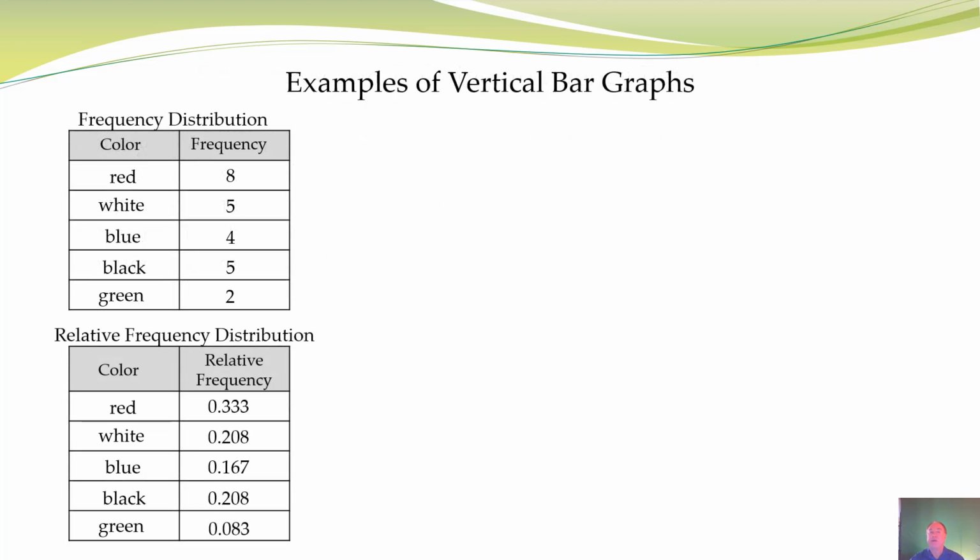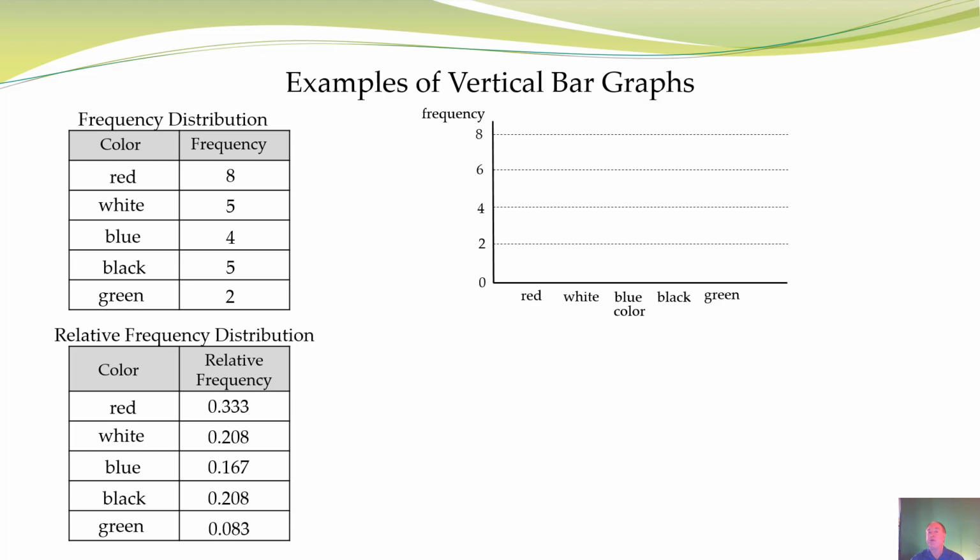So let's look at the frequency distribution and relative frequency distribution we just created. So, the vertical bar graph for the frequency distribution. Well, we draw our axis, label the categories along the bottom axis.